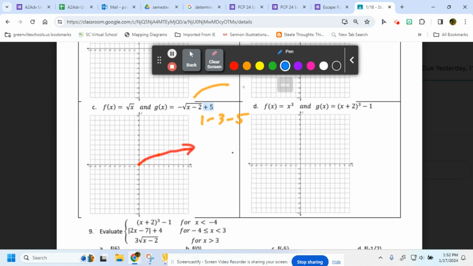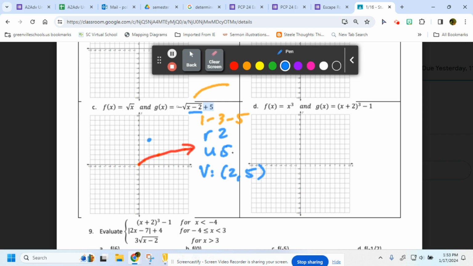So if you have minus 2 inside, that means you're going to go right 2. Plus 5 means you're going to go up 5. Right 2, up 5, right here. So the vertex here starts at 2 comma 5.